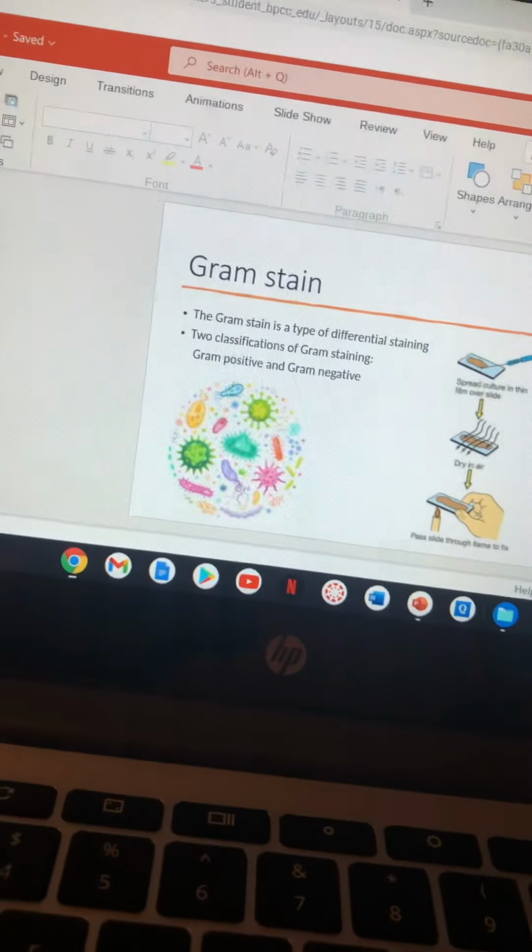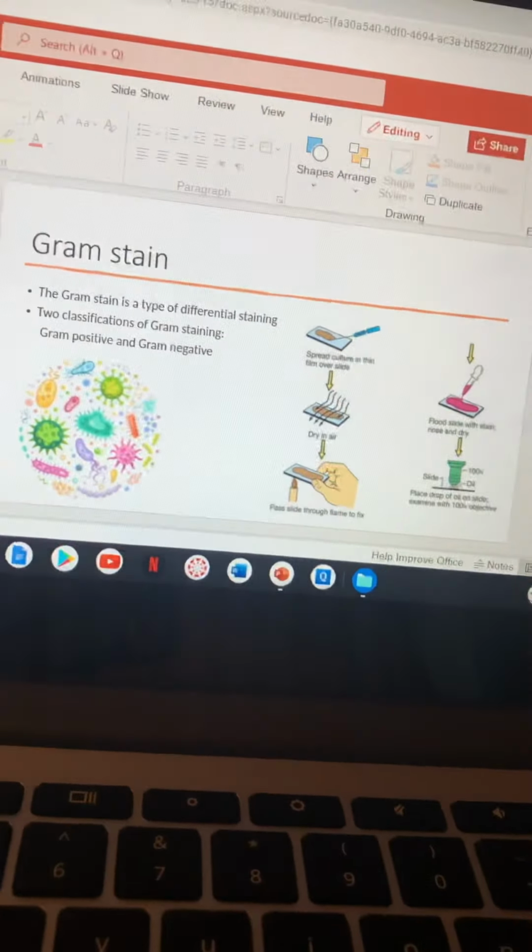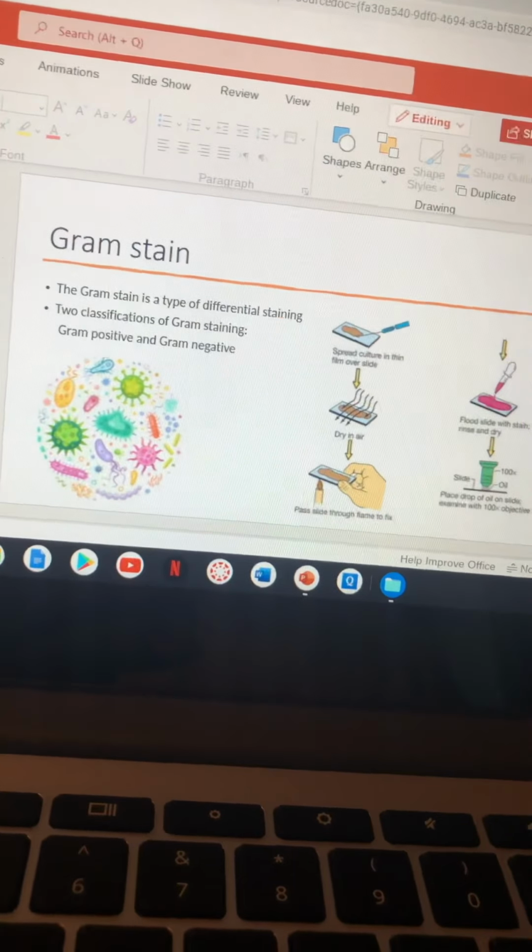My name is Samantha, and today I'll be talking about the Gram stain for my microbiology class. First off, staining in microbiology is done to help us see our specimen easier.